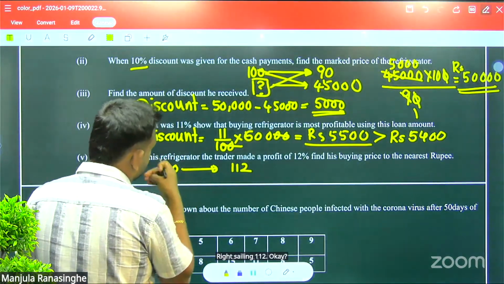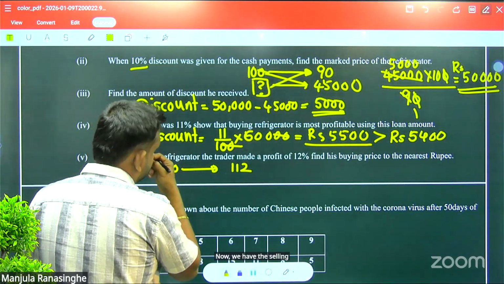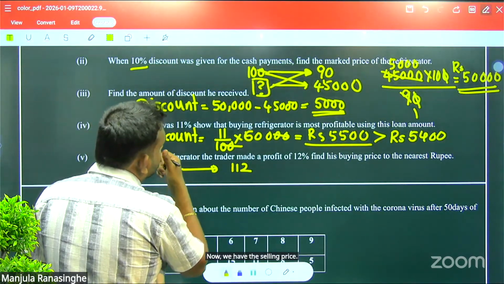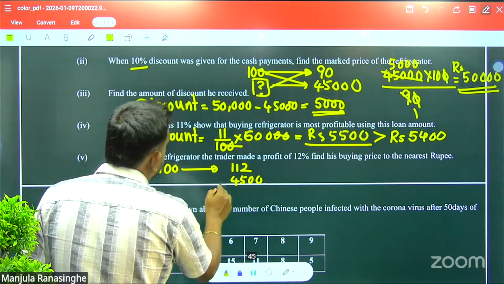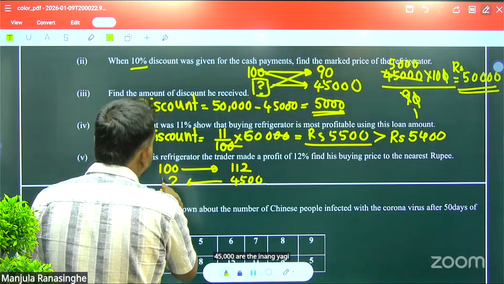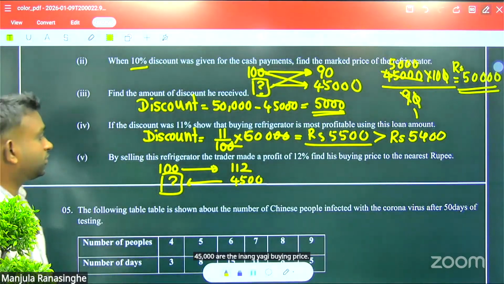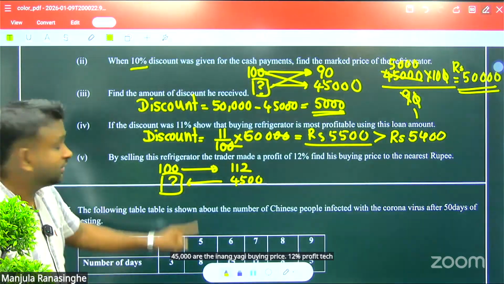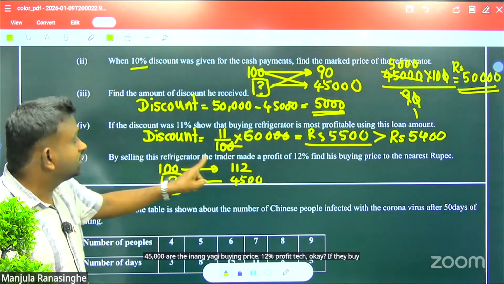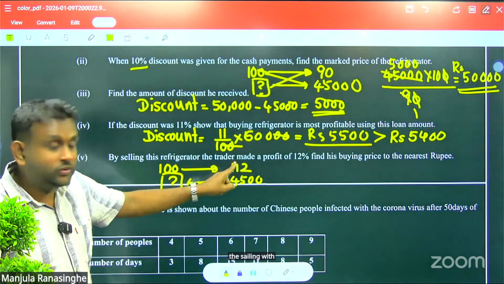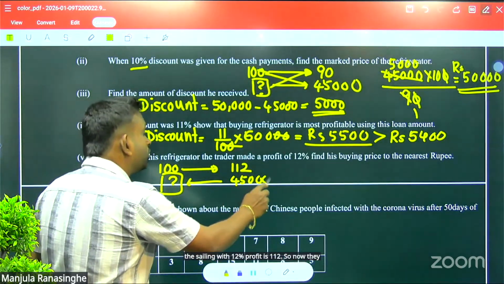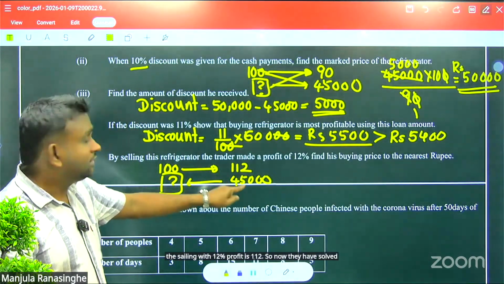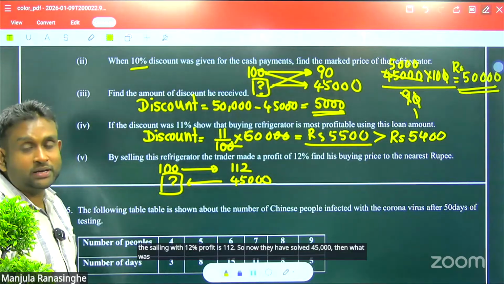Now we have the selling price. The selling price was 45,000. Then they ask what the buying price was. The trader got a 12% profit. If they buy for 100, the selling price with 12% profit is 112. So now they have sold for 45,000. Then what was the buying price?